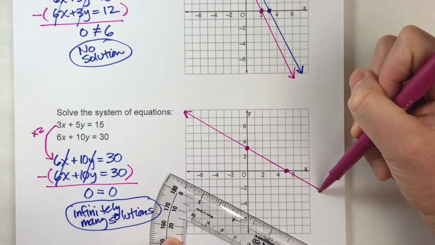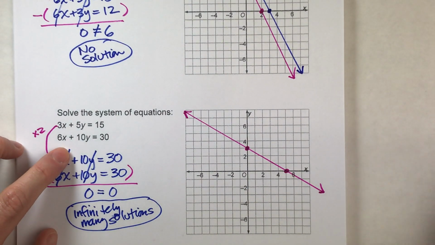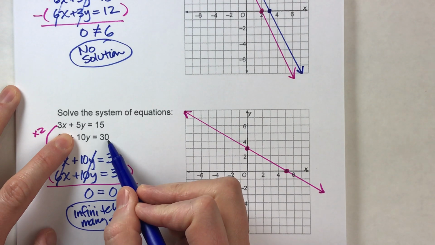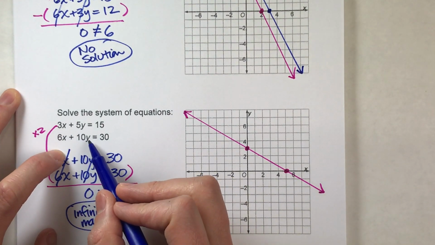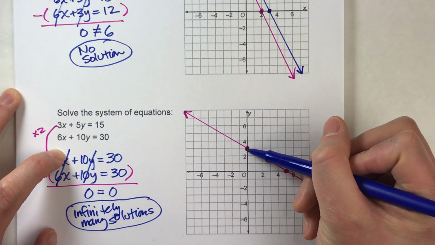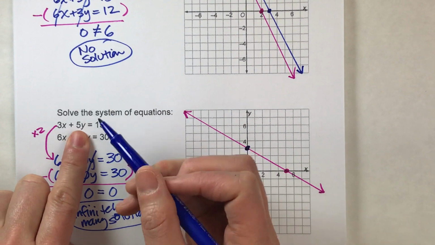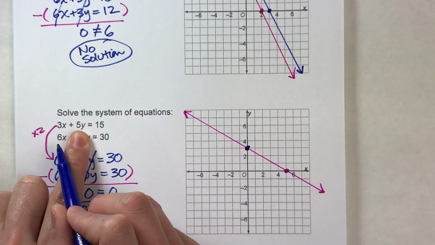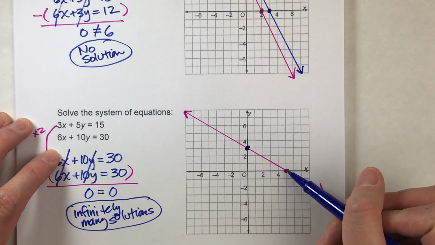All right. Now, let's do the second one. If x is 0, 10 times what equals 30? 3. 10 times 3 equals 30. So 0, 3 is my intercept. So it's the same one here. And if y is 0, what does x have to be? So that 6 times x equals 30. x has to be 5. So 5, 0 is my other intercept. So that's going to go here.